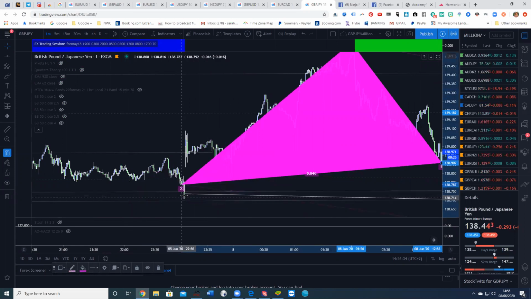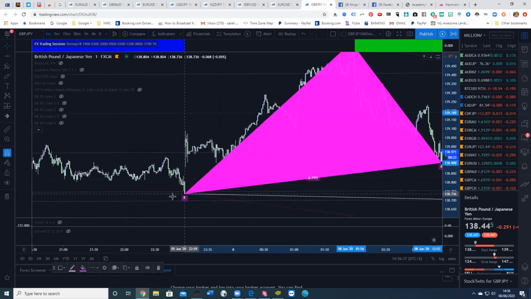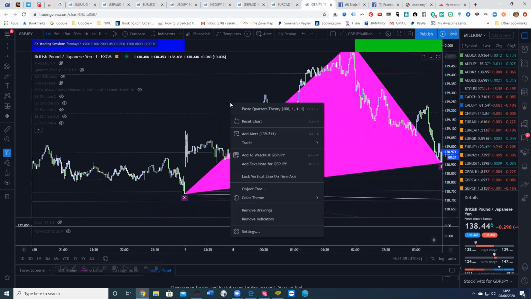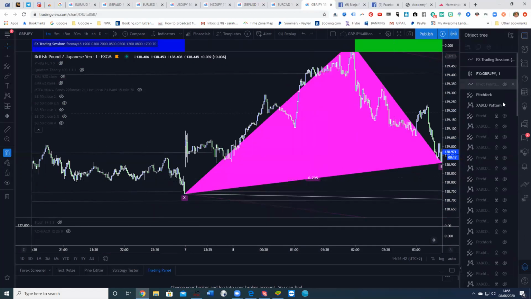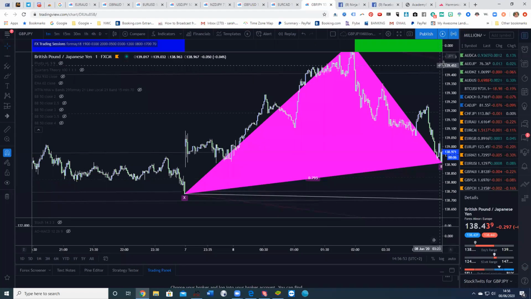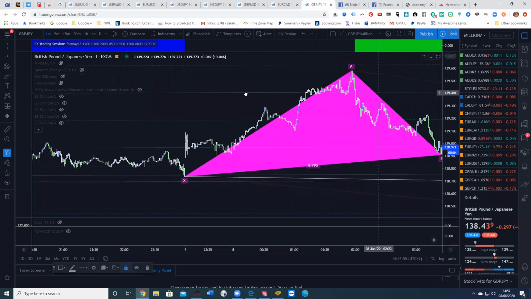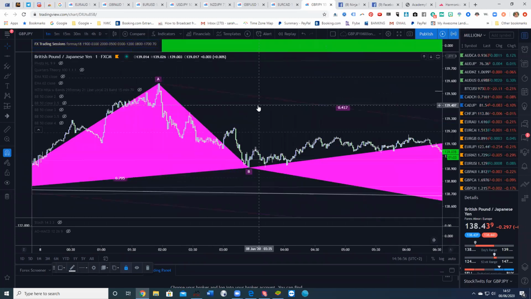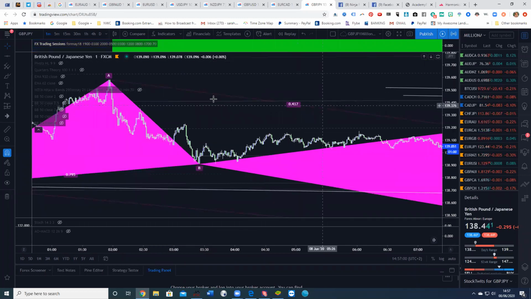I think it's because it was sort of a smaller scan. They looked a bit off. Object tree, and again, get the padlock locked on the pattern and on the pitchfork, and then you're good to go. So we'll just come back to the hourly, because if anyone's got any questions, that's fine.